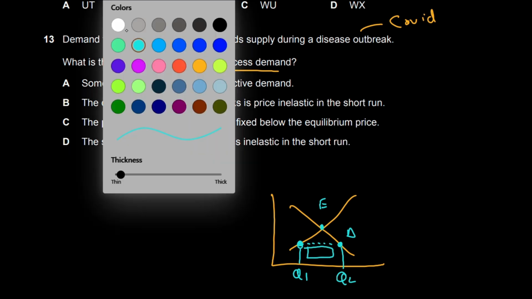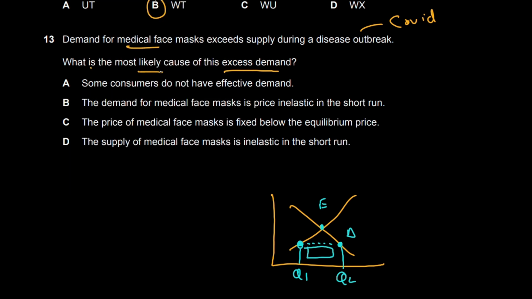Okay. So they're asking what is the most likely cause of this excess demand. Some consumers do not have effective demand. No, we are not talking about effective demand. Effective demand basically refers to when a consumer is willing to buy and able to buy. I mean, he has the money and he has the desire, both. Hence, A is wrong, as we're not talking about effective demand. B states the demand for medical face masks is price inelastic in the short run. We cannot find out whether it's inelastic or elastic. Hence, that too is wrong.